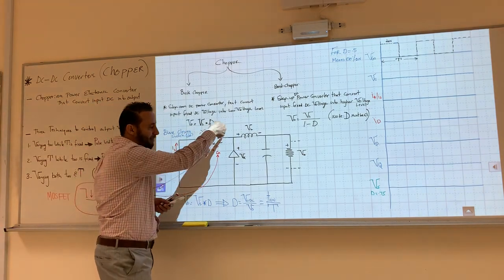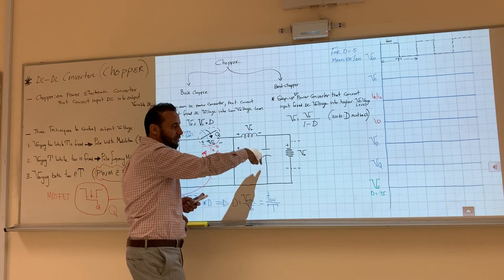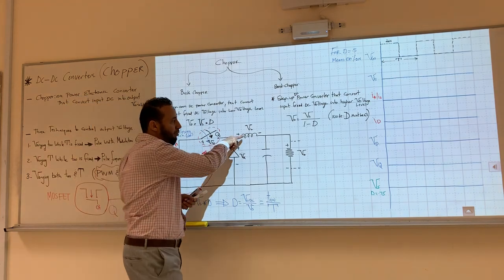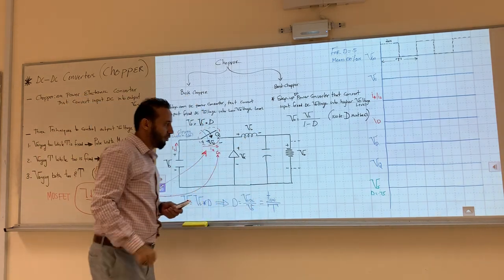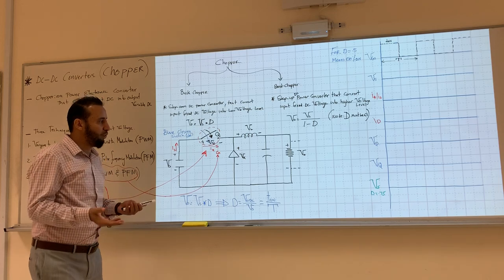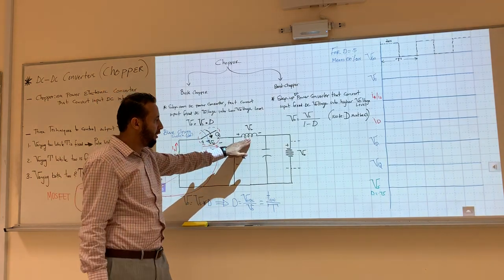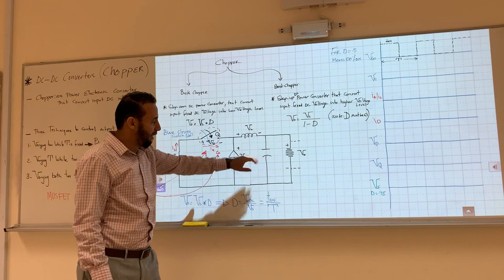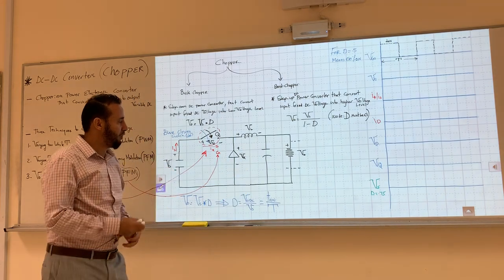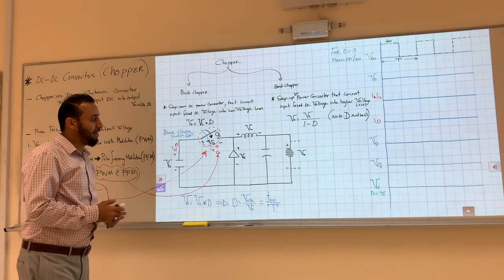So now the current will pass. Is it going here? No, because this is a one-way path. So it will go through the inductor. And this capacitor will keep charging. And this is my load. So this one will charge, and also this will charge. What will happen now? So this is called charging mode. So I am charging the inductor right here, and the capacitor is also charging. This one will store current, this one will store voltage. So that's my first case.